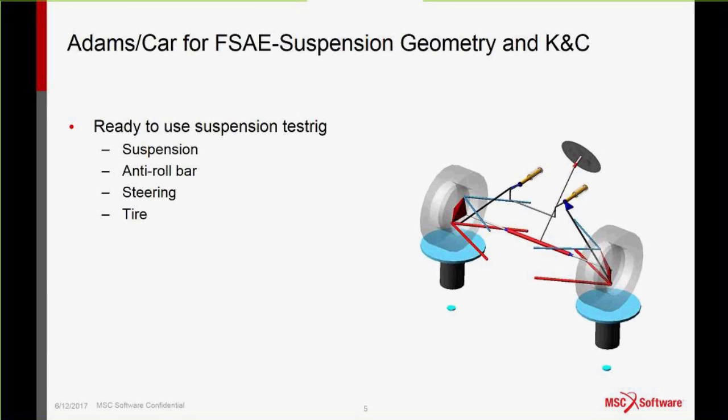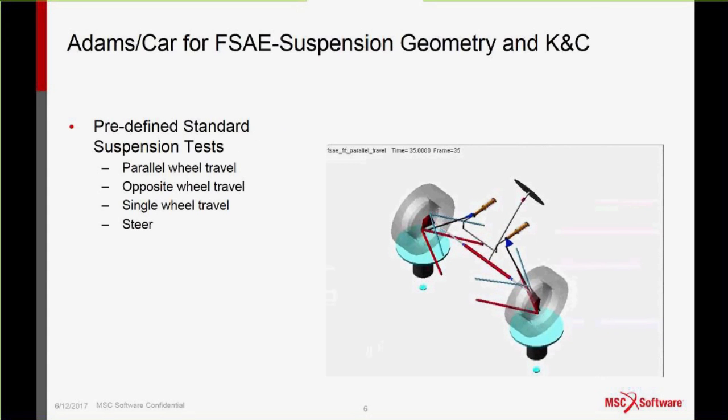So you set up the model, depending on your design, in this test rig. And then you use Adams to run simulations in this simulation environment. So you have parallel wheel travel, opposite wheel travel, single wheel travel, and steer. These are just a few of them. There are even more, and you can even define your customized test procedure. But these just come out of the box when you have the Adams software, so you can instantly use this to evaluate your suspension design. So this is the test part of this iteration.